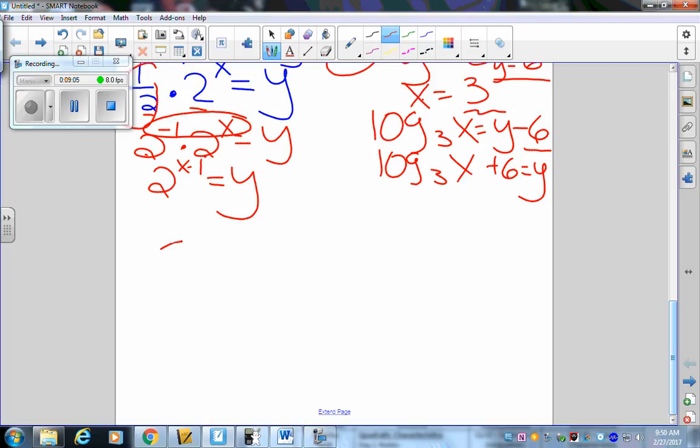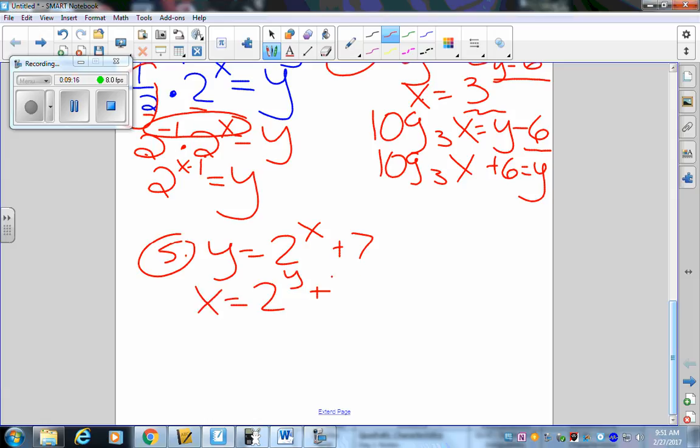All right, number 5. y equals 2 to the x, and then the plus 7. Okay, switch your x and your y. So I've got x equals 2 to the y plus 7. Now that plus 7 is on the outside. It's not attached to the exponent, so I need to move it before I can switch it to a log. So I'm going to subtract 7 on both sides.